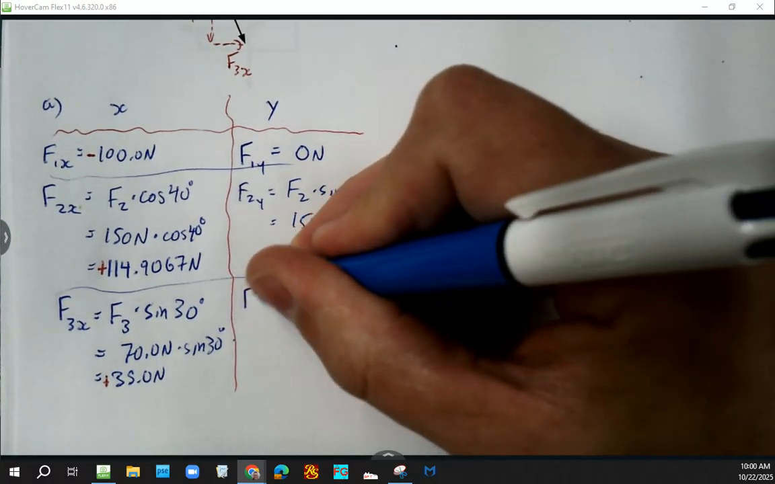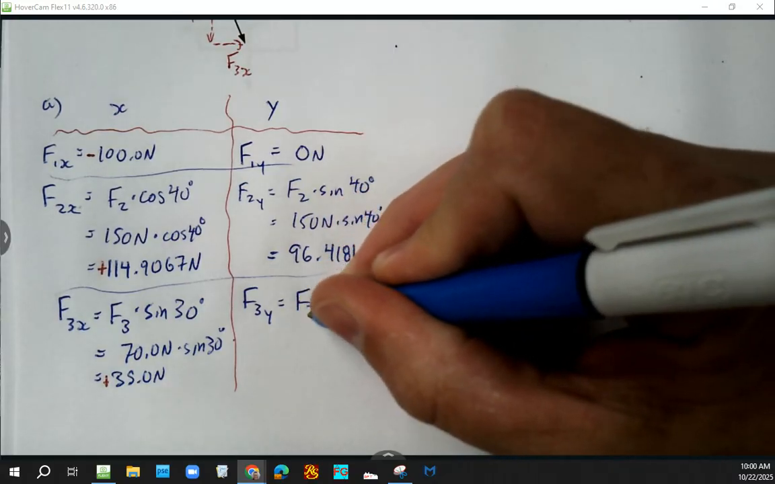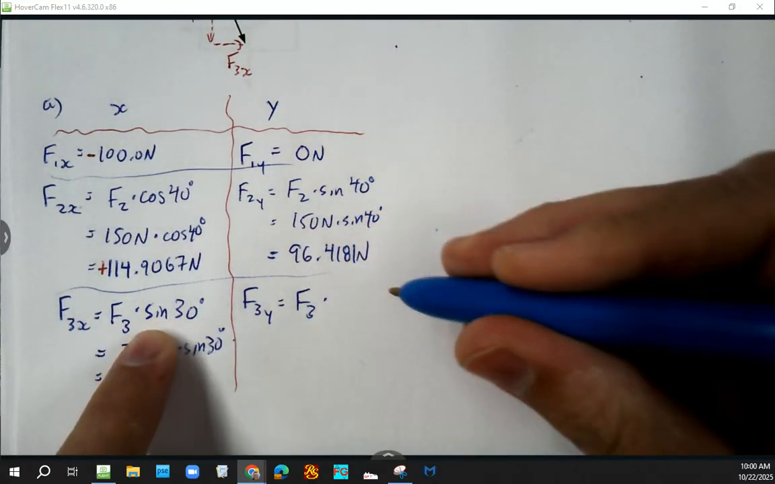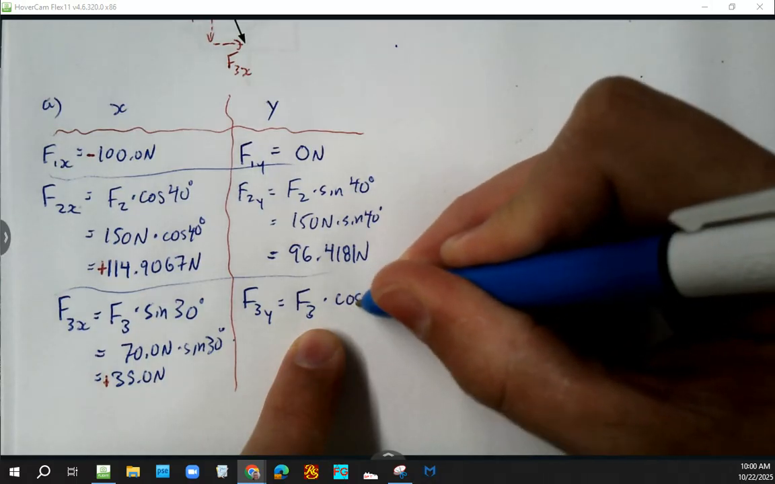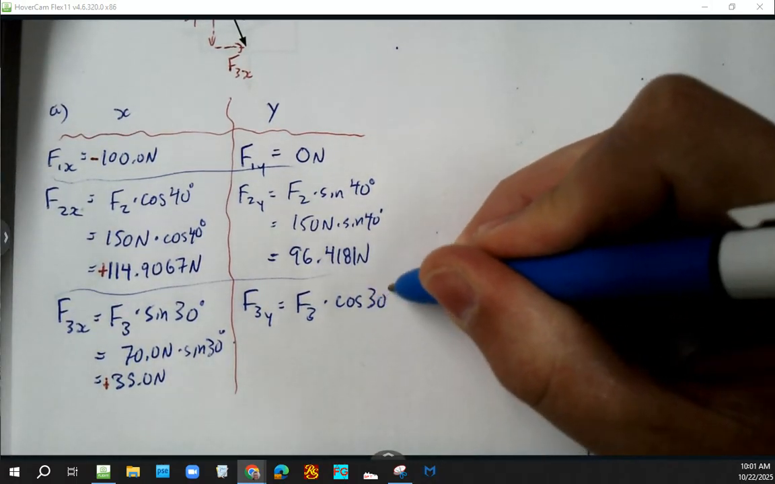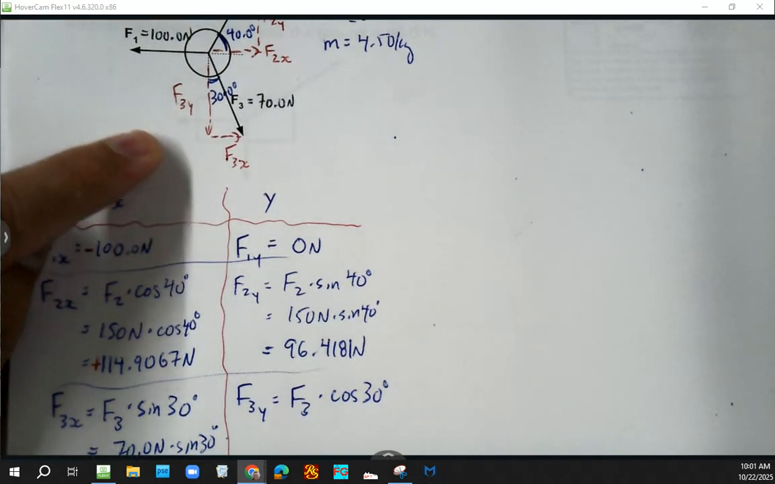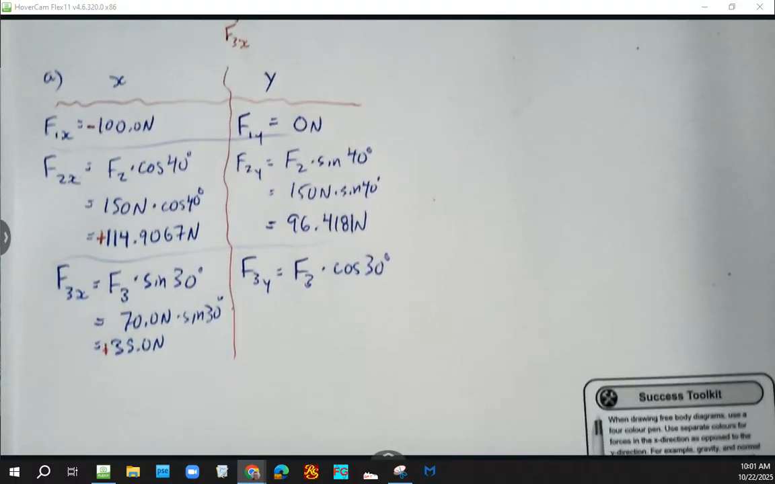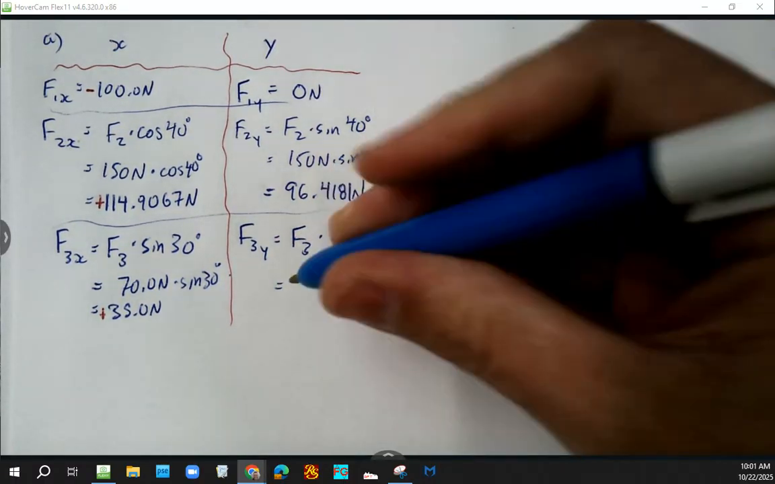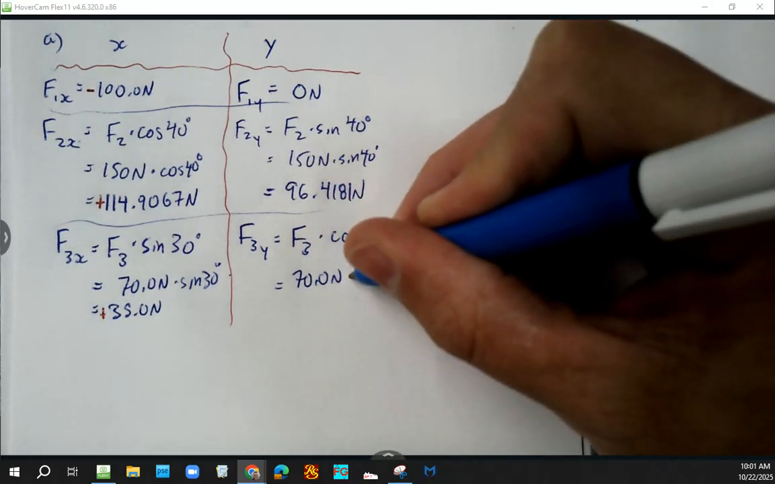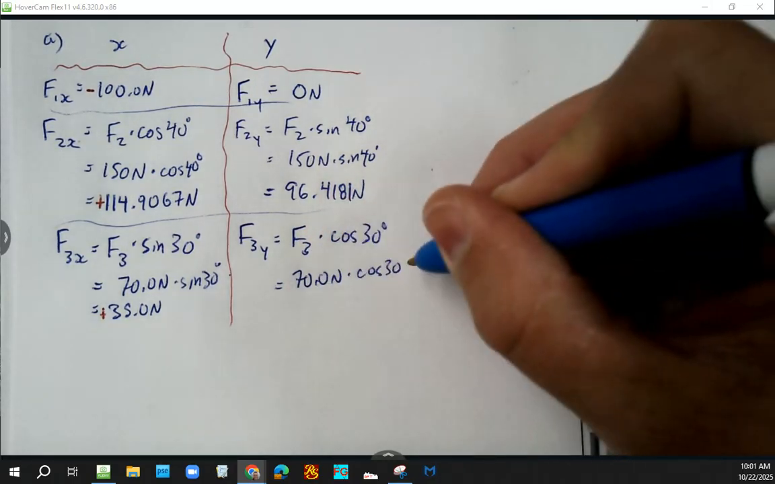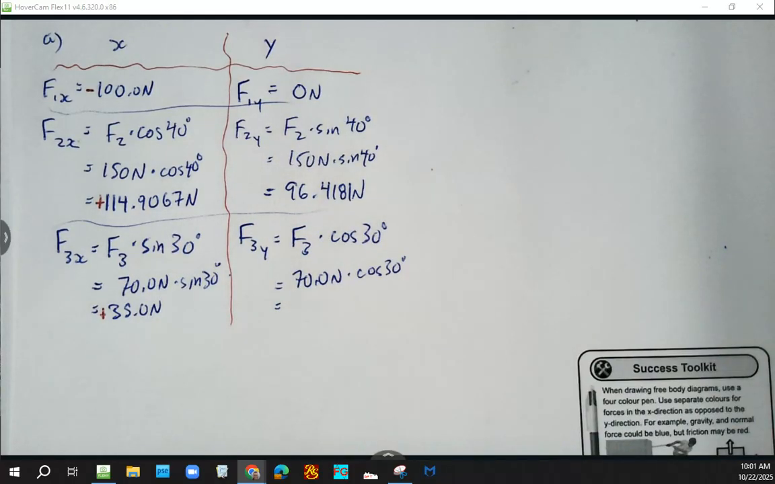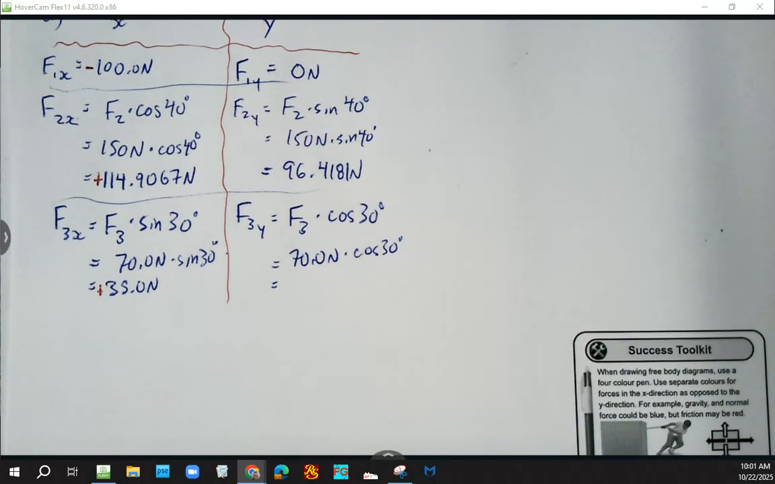And then F3y is going to be F3 times, look, we use sine to get the x component, so we'll use cos to get the y component. But also, if you want to logic it out, we're using cos because we're looking for the adjacent and we're using the hypotenuse. So it's going to be cos. 70.0 newtons times cos 30. And cos 30 is not a magic angle. It doesn't give us a nice 1/2 or something like that. It's kind of an ugly one. What do you get? Oh, it is, yeah. Yep.